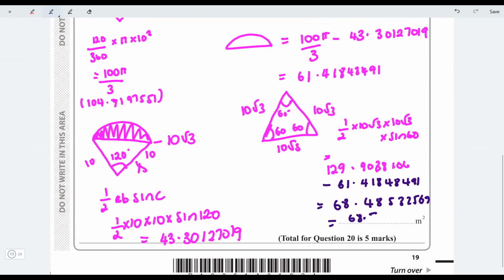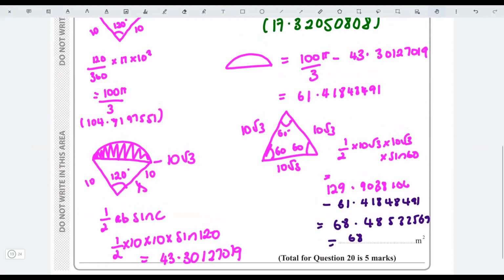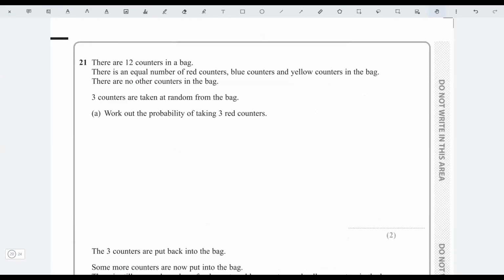Right, let's have a look at some of the other questions. This one here, we've got 12 counters in a bag. There is an equal number of red, blue, and yellow counters. Okay. There are no other counters in the bag, and 3 counters are taken at random, and I've got to work out the probability. So I'm just going to say red, blue, yellow, and there's 12. So 12 divided by 3, that means there's 4 of each colour.